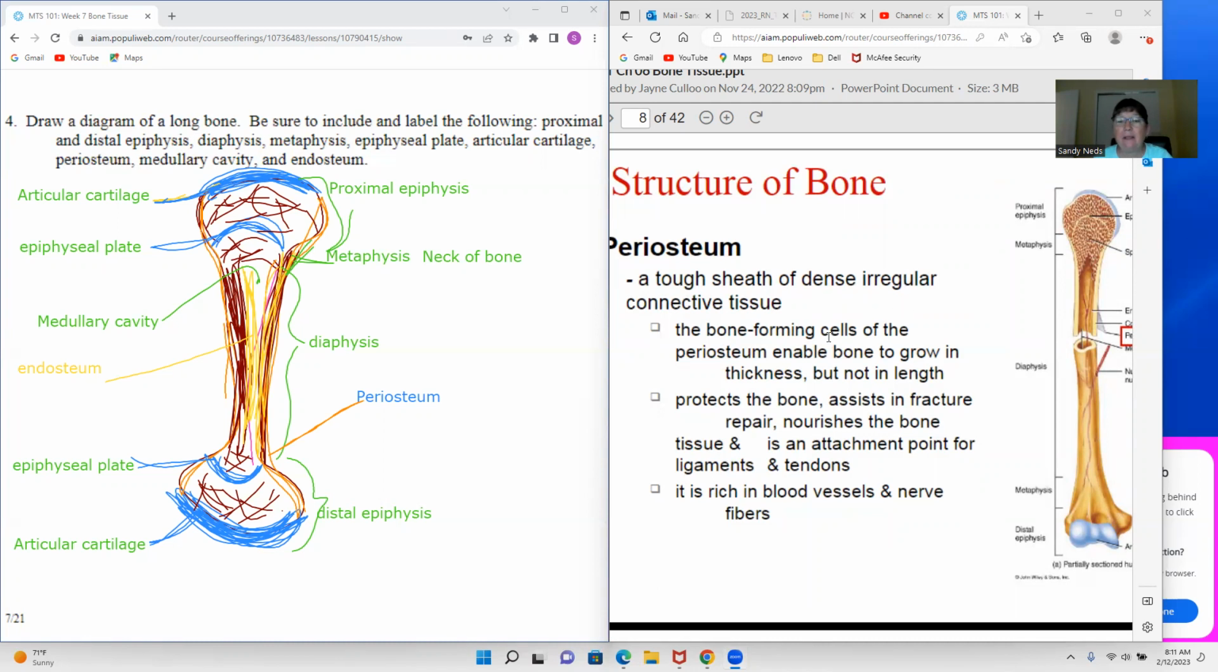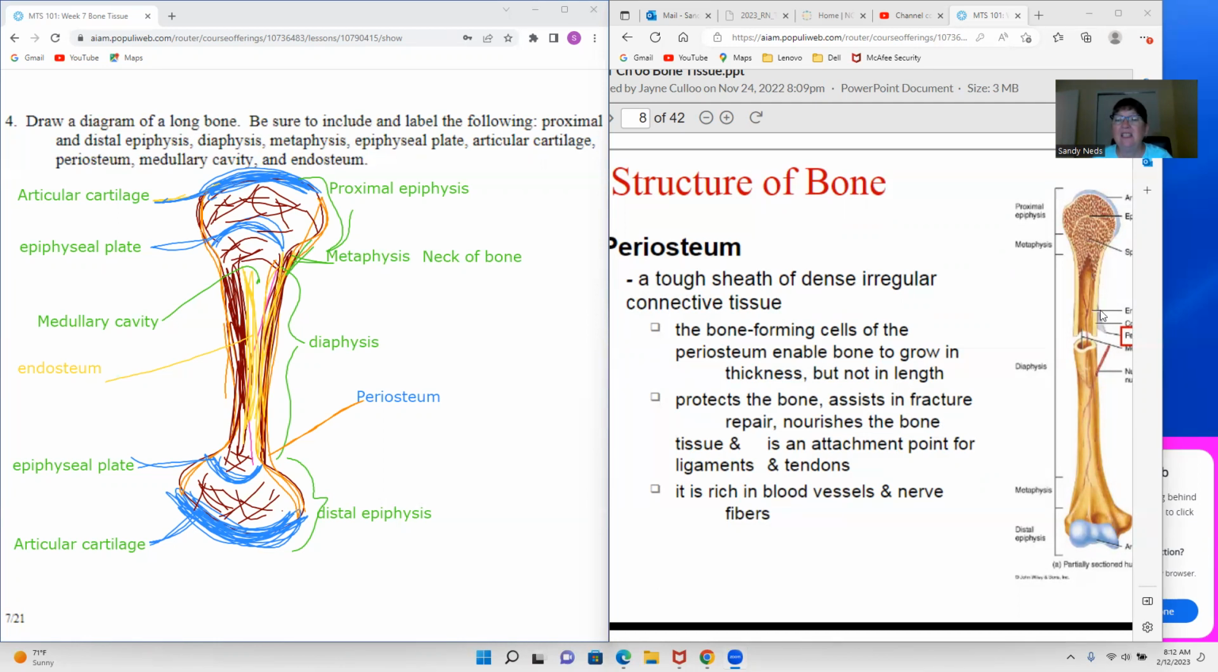Now, keep in mind that bone-forming cells of the periosteum enable the bone to grow in thickness. So the epiphyseal plate allows it to grow in length. But the periosteum allows it to grow in width because it puts new bone cells down on the diaphysis and the metaphysis of the bone.